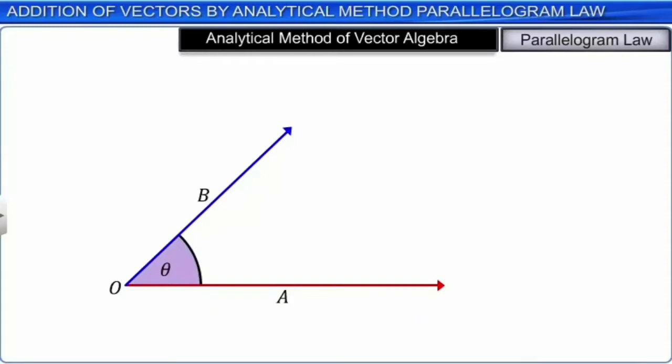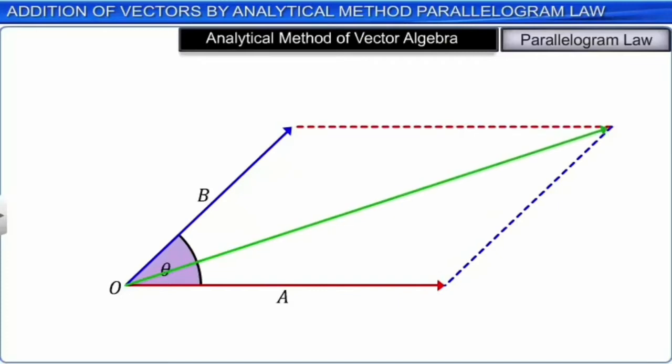Now, to apply the parallelogram law, first of all, we have to complete the parallelogram. After completing the parallelogram, we have to draw the diagonal from the common point. Actually, that diagonal represents the resultant. Here the resultant is represented by C. So the resultant of two vectors, vector A and vector B, is C.